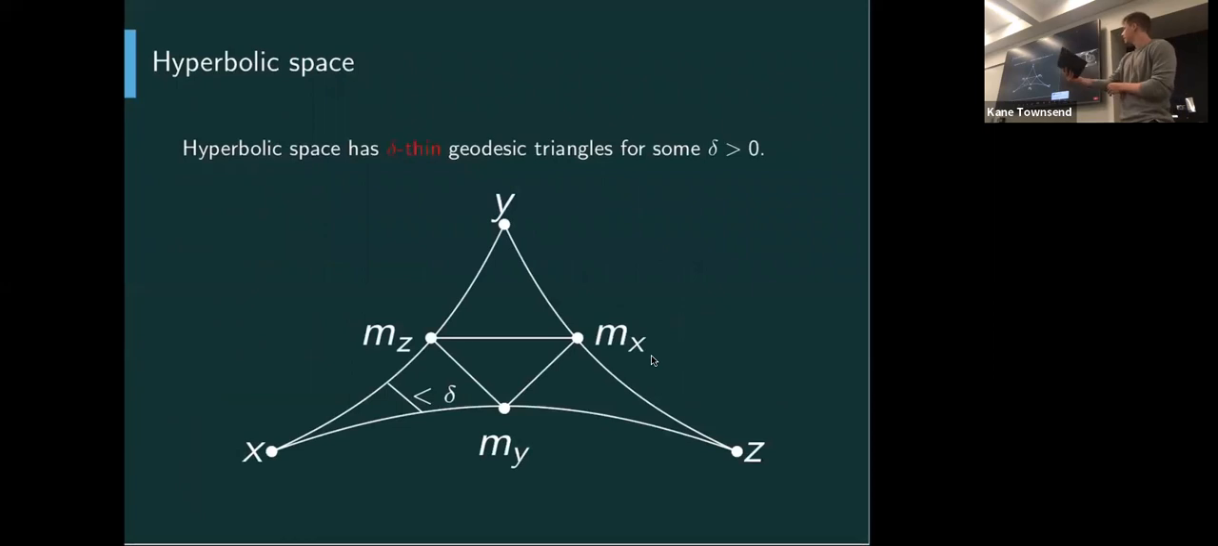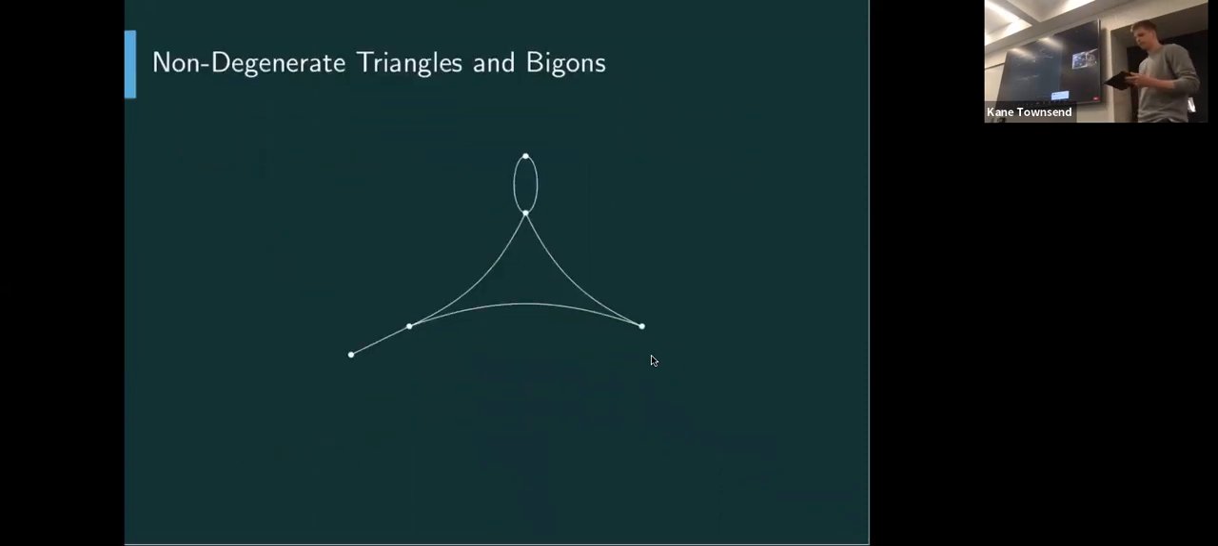All this means is we have these special points along the triangle, so that the distance here is equal to the distance here, and the distance between these two sides as you synchronously travel along is always less than delta. So that's the definition of a geodesic triangle I'm going to use for hyperbolic space.